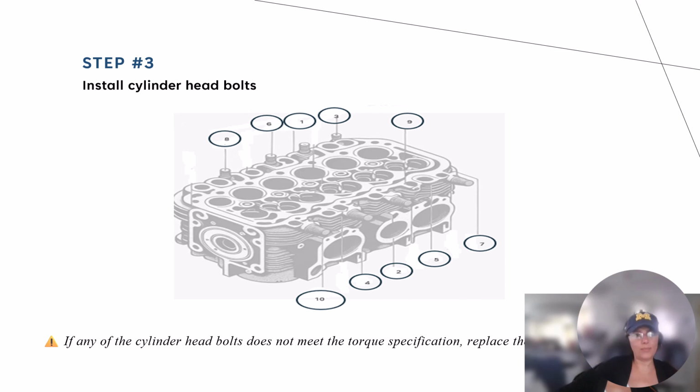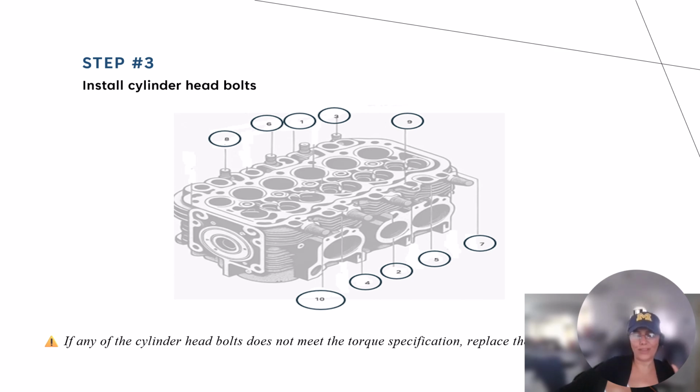Okay, we are ready for step three, where we are gonna install and tighten the 10 cylinder head bolts and plate washers in several stages in the sequence. Start by inserting all 10 cylinder head bolts along with their plate washers. We're going to tighten them several times following the specific sequence that is shown on this slide. This helps to distribute pressure evenly and prevent warping. But be careful, if any bolt does not meet the torque spec, don't force it, just replace it, it's not worth the risk.